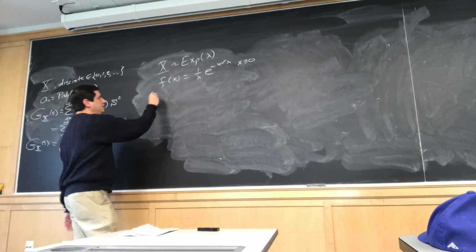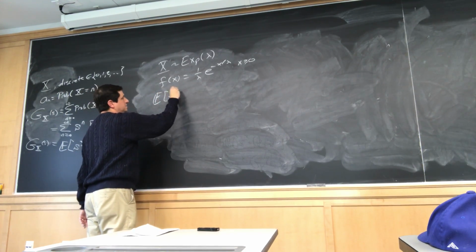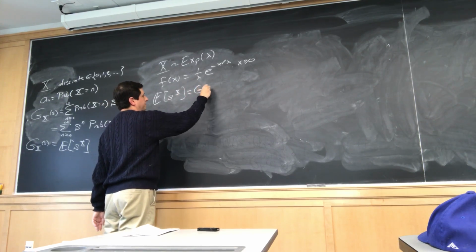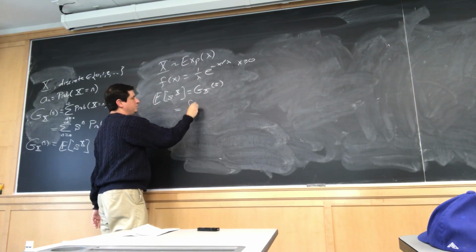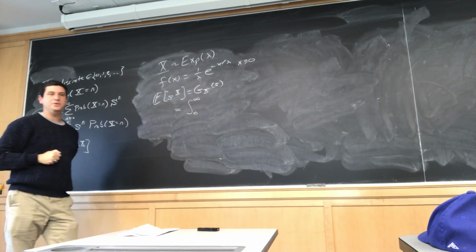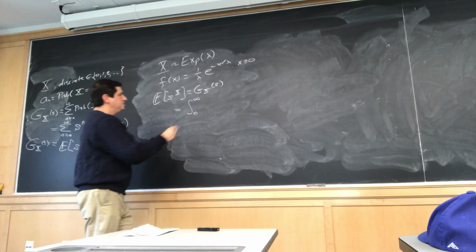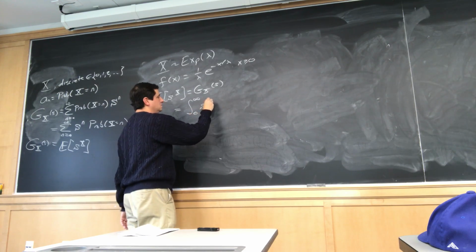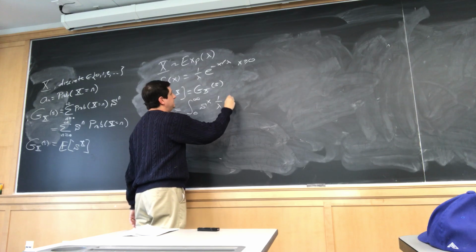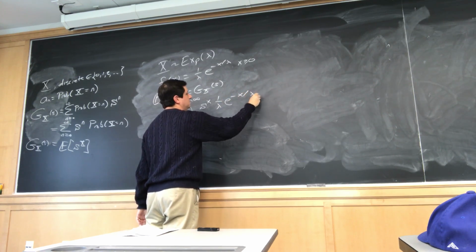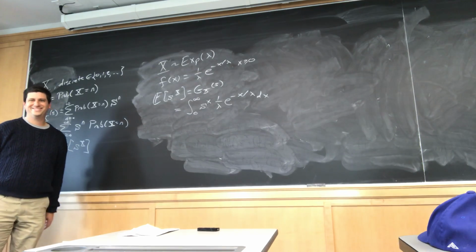If I want to calculate the expected value of s to the X, this is just a generating function. This is going to be the integral from 0 to infinity, because I don't need to worry about negative values because the density is 0 there. I will have s to the x, and then I will have 1 over lambda e to the negative x over lambda dx. All right, now we need to do this integral.